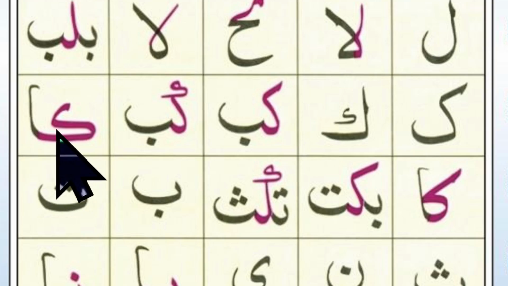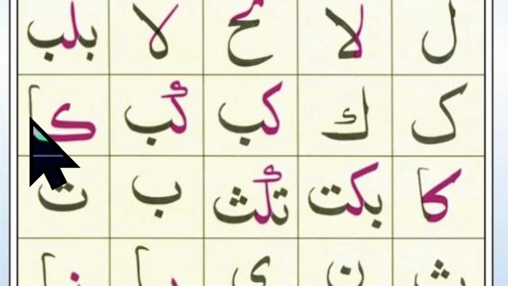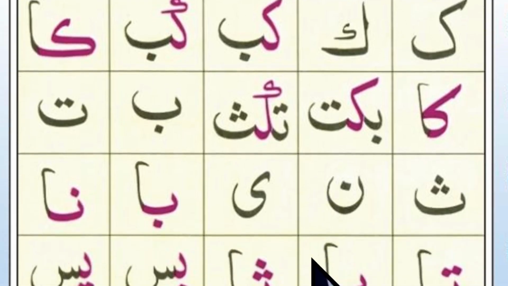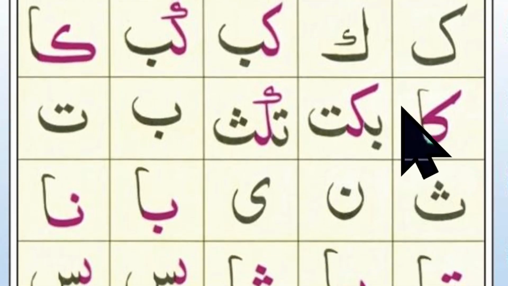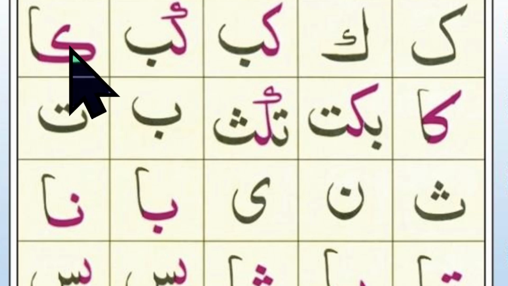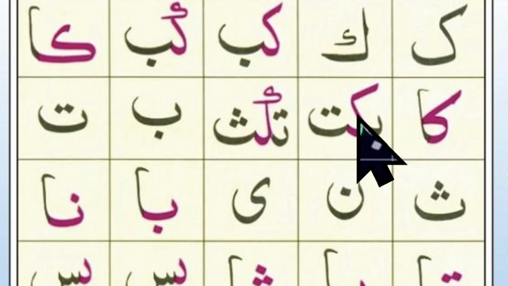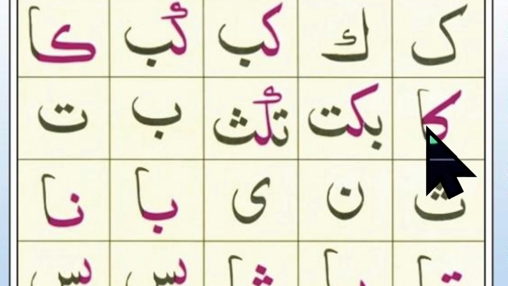Kaf, alif is like kaf and then alif. In the next one, kaf, alif. So kaf in 2 different shapes here while joining. This one is kaf, alif, and this one also kaf, alif.